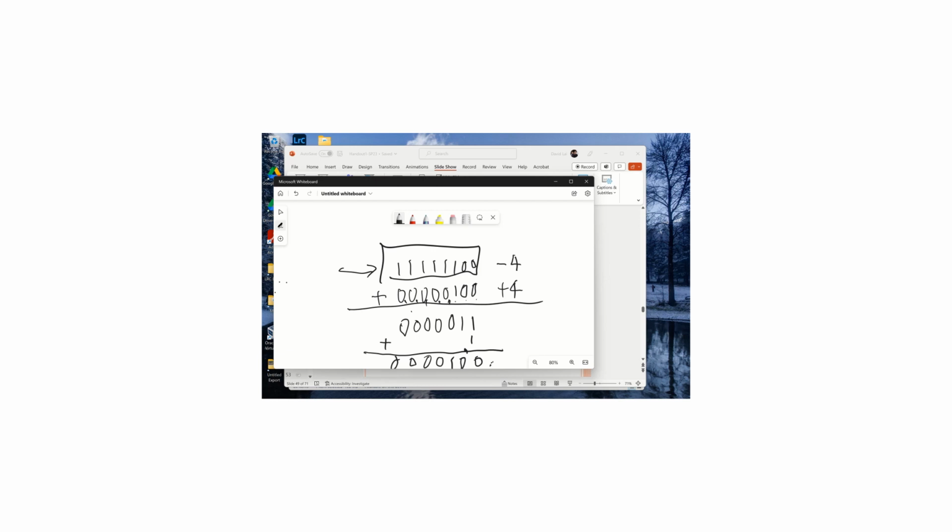So you can use the two's complement approach to obtain a negative value. And you can also use the same approach to flip a negative value to a positive value.